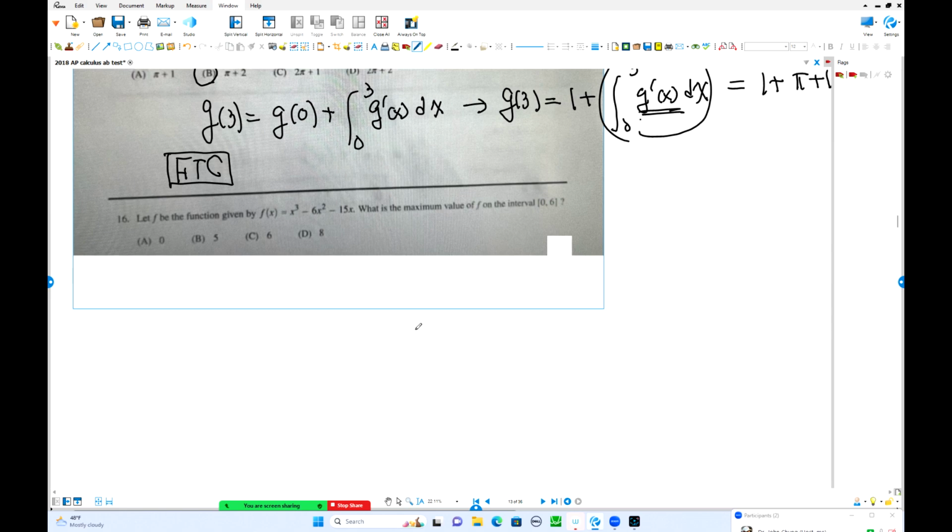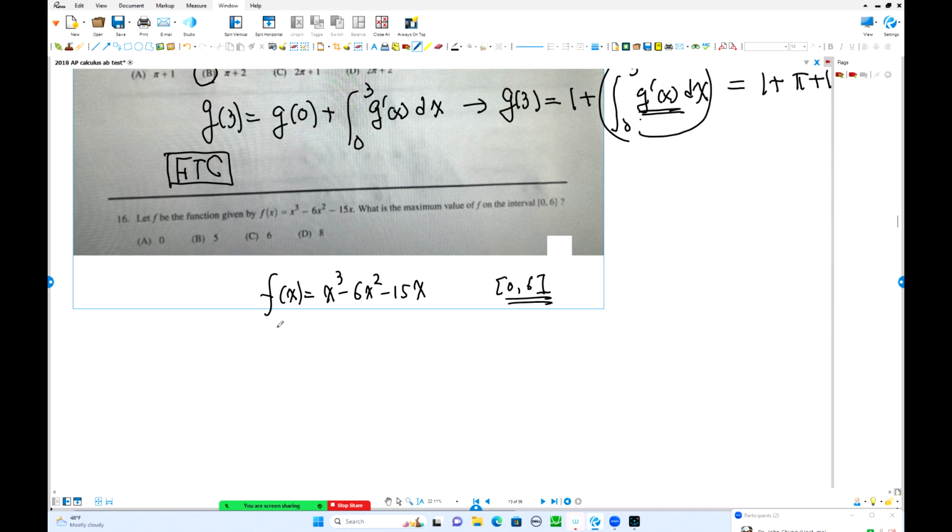All right, number 16. Let f be the function given by f of x equals x cubed minus 6x squared minus 15x. I'm going to write this one more time: x cubed minus 6x squared minus 15x. What is the maximum value of f on the interval 0 to 6? Maximum value, absolute maximum, right? Not relative maximum, okay? Just the absolute maximum. Which one is the highest value?